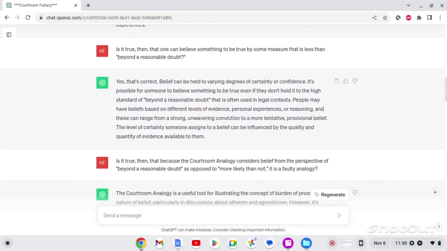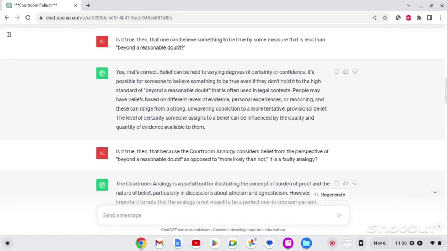I then ask, is it true then that one can believe something to be true by some measure that is less than beyond a reasonable doubt?